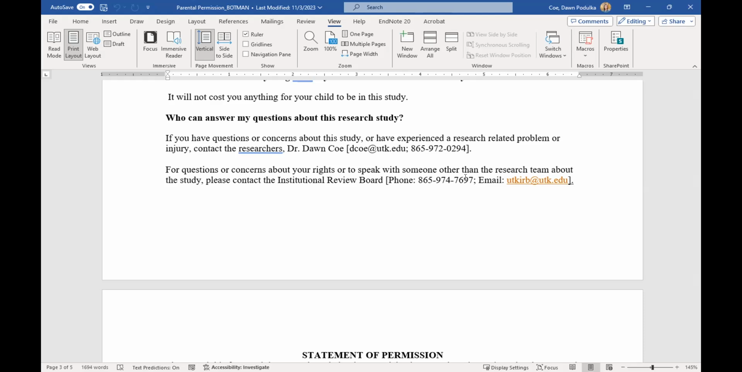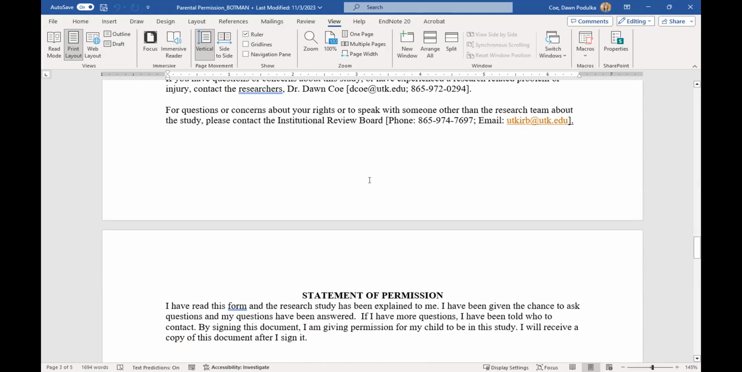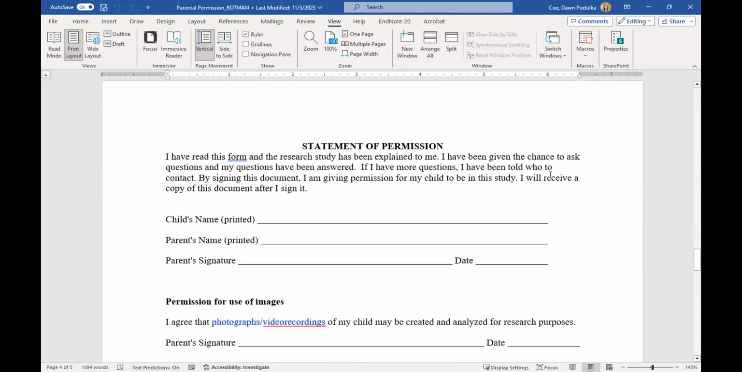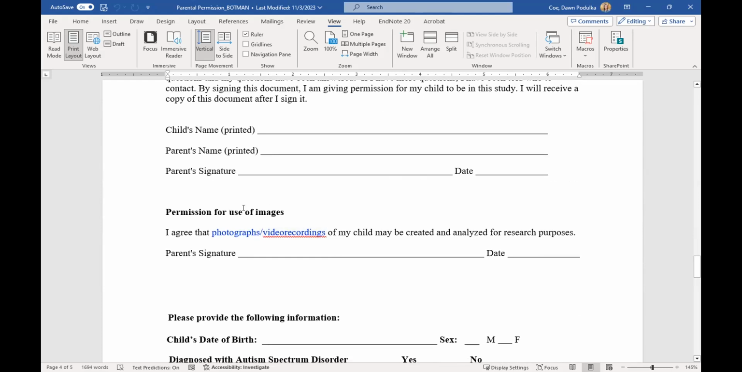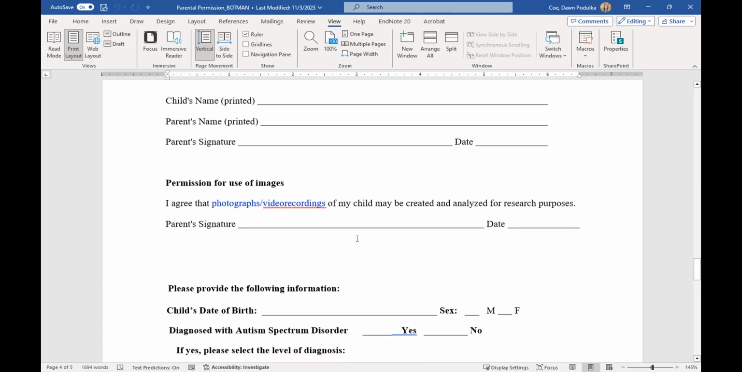So I give my email, phone number. I have had people call. If they want to talk to someone else other than the research team, they have the information for the ethics board. Then they have to give permission. So we have them print the child's name, print their name, and then sign off. And then you need an extra permission for using images. So that would be video recordings, still images. So you need a second permission for that to occur.